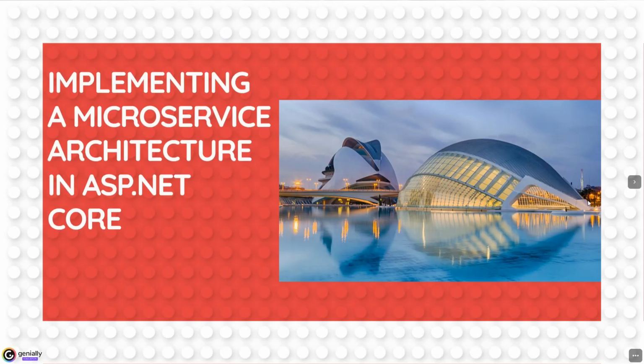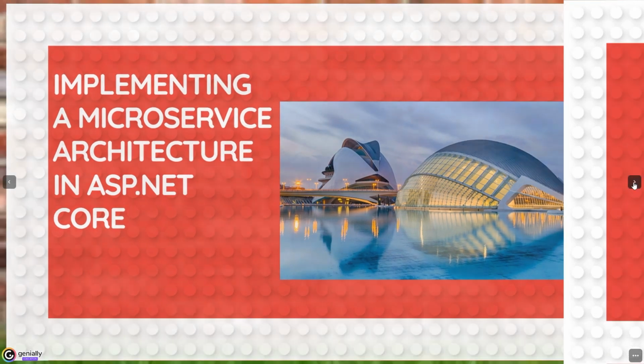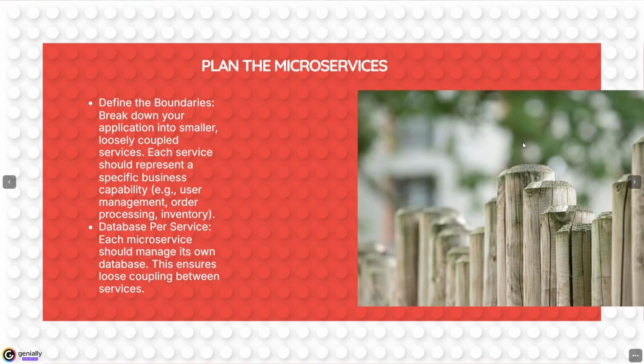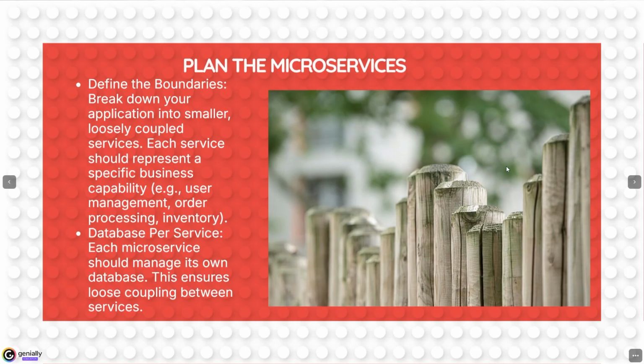In this video, we are going to talk about how to implement microservice architecture in ASP.NET Core. So, first of all, plan the microservices. Define the boundaries. Break down your application into smaller, loosely coupled services.